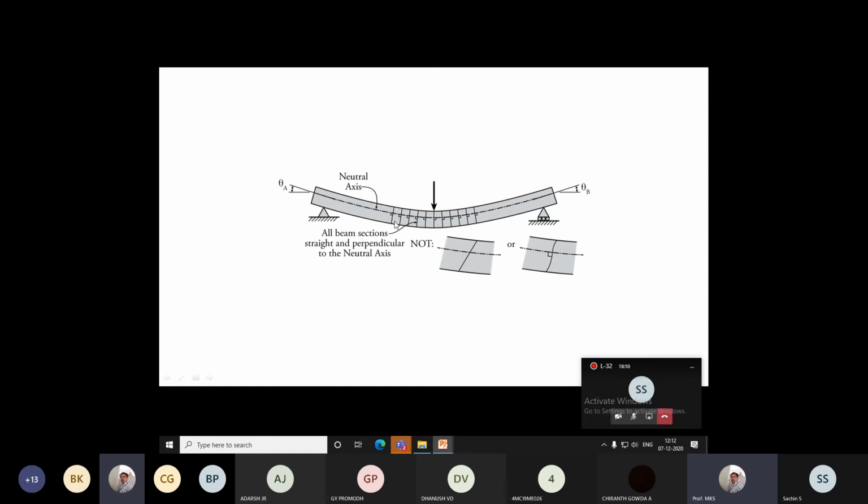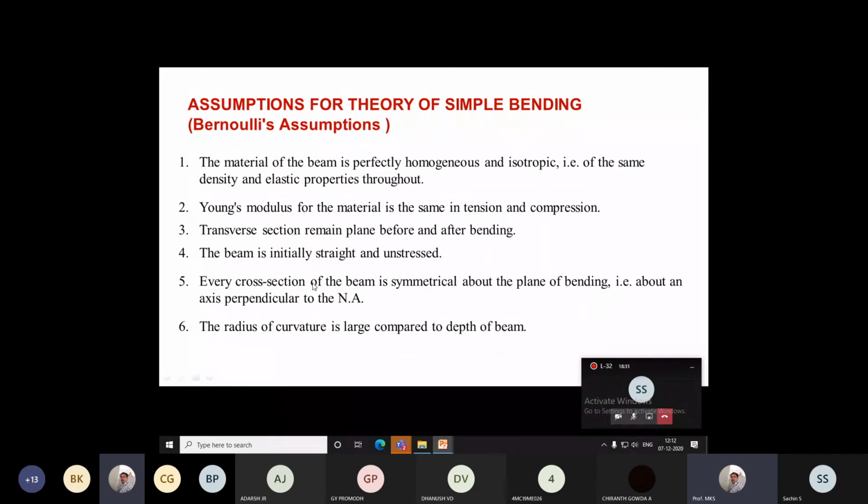Whatever sections are taken are parallel with respect to each other. The section is not bent like this, nor is it curved. It is neither of these. The section is perpendicular with respect to the neutral axis, at any point you take the section. That is the next assumption.